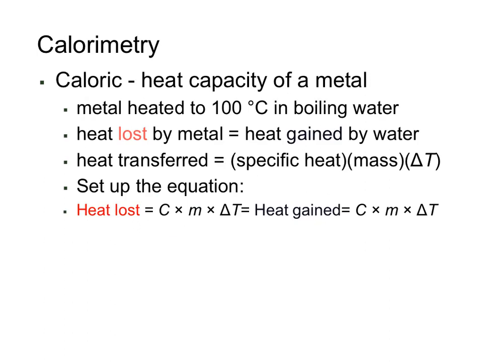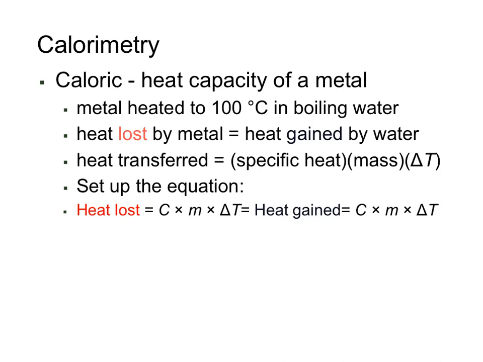Experimentally, what we can do is heat a sample of metal in boiling water. That's helpful for us because we know the temperature at which water boils. If we leave the metal in there long enough, we know the temperature of the metal will be 100 degrees C. Then we can drop that metal into the water, and we know that the heat lost by the metal is going to equal the heat gained by the water.